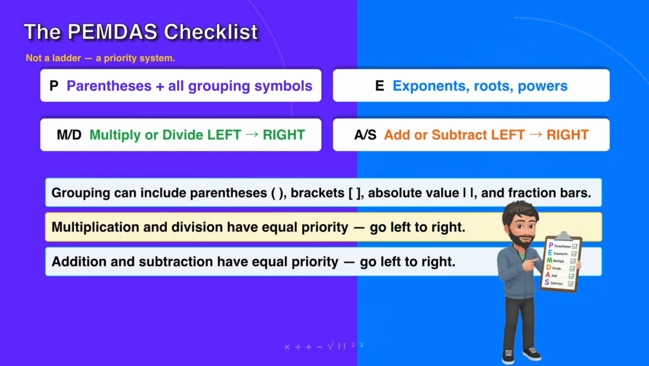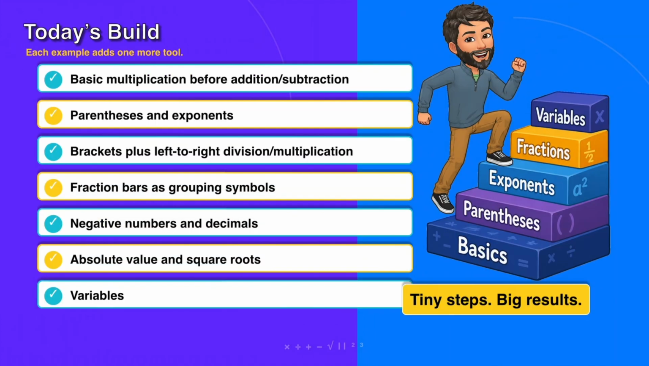PEMDAS, what does it mean? It's parentheses, which includes all the grouping symbols. It's exponents. Then multiplication and division are together because we solve those left to right. Addition and subtraction are also together. Same thing, we solve those left to right. We'll build step by step and get into much more difficult problems.